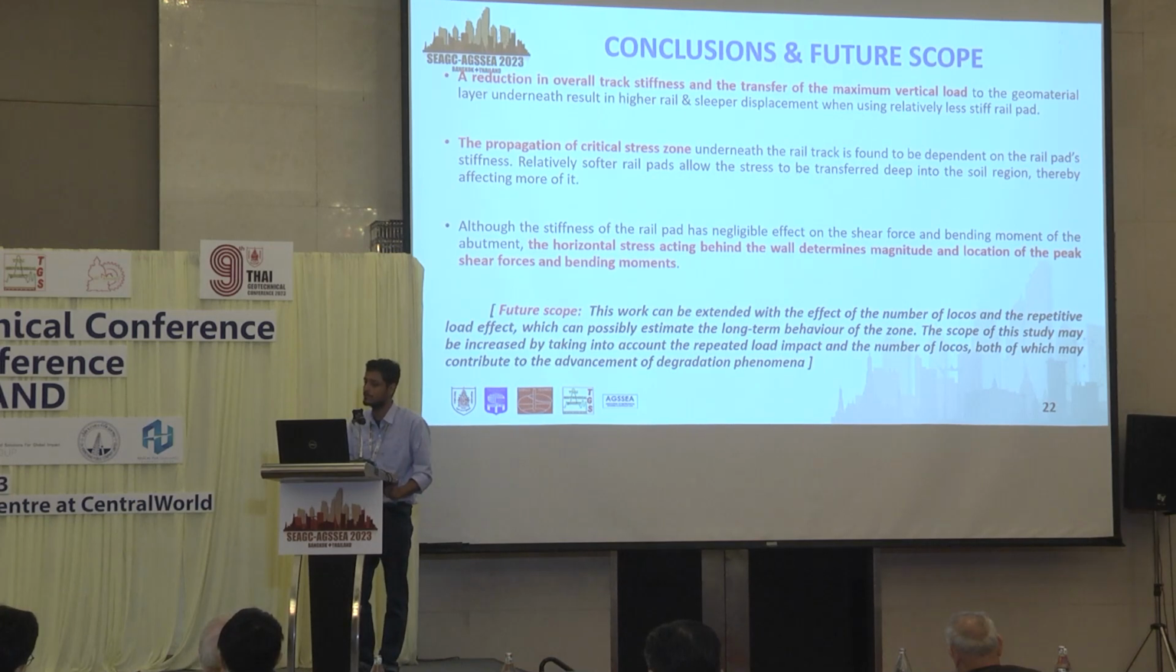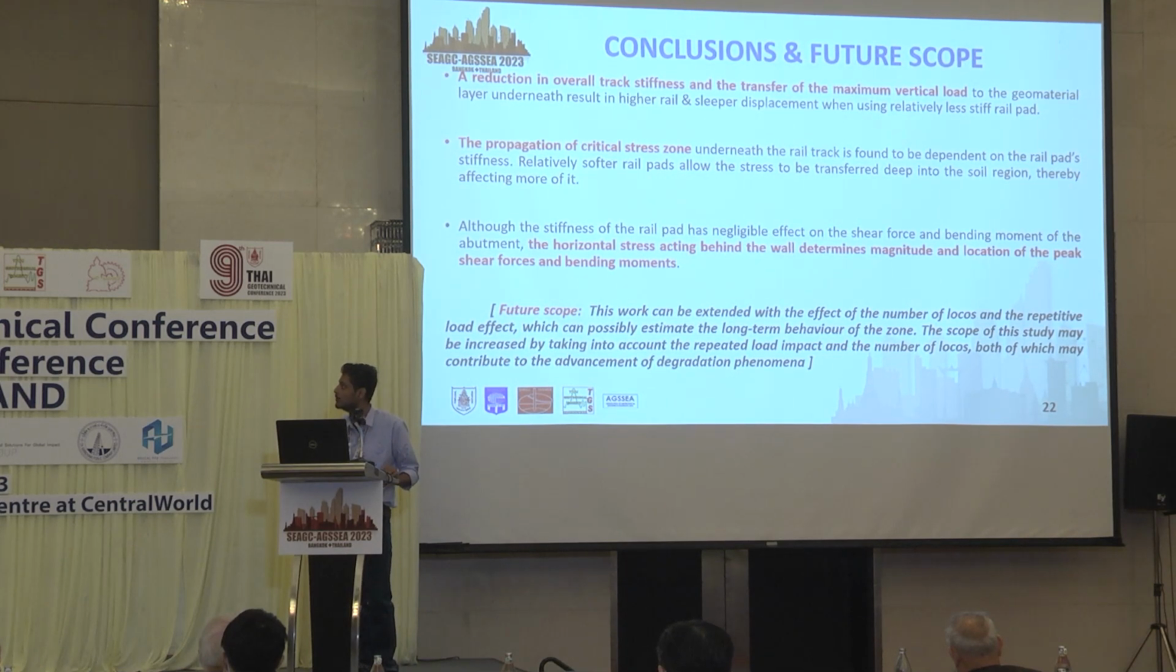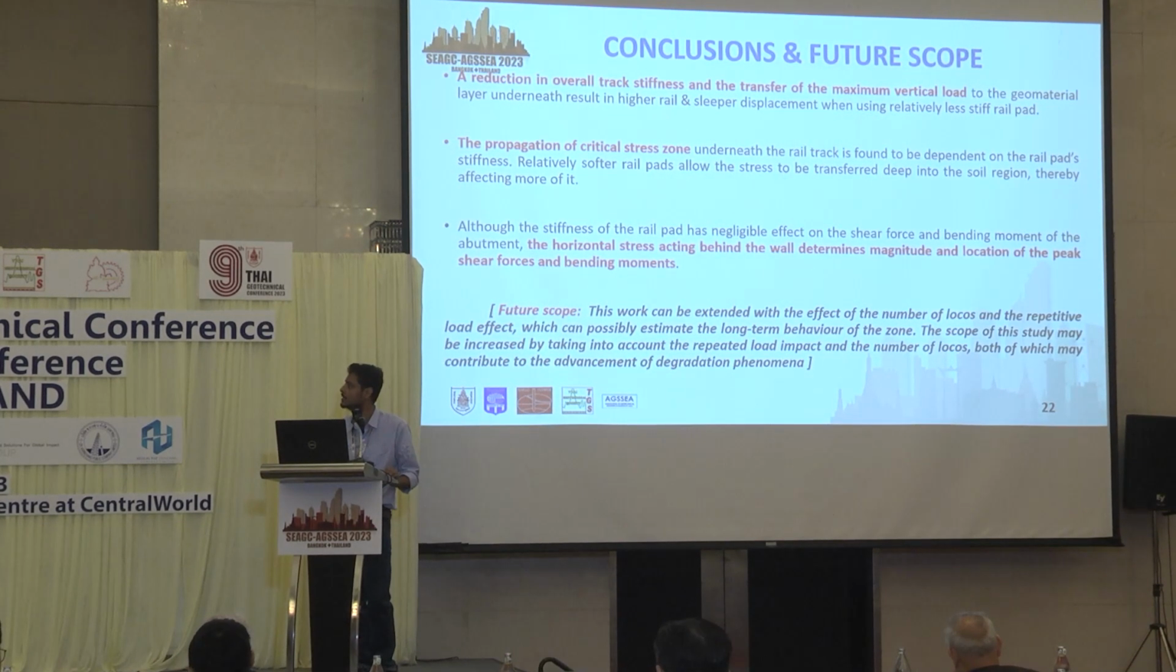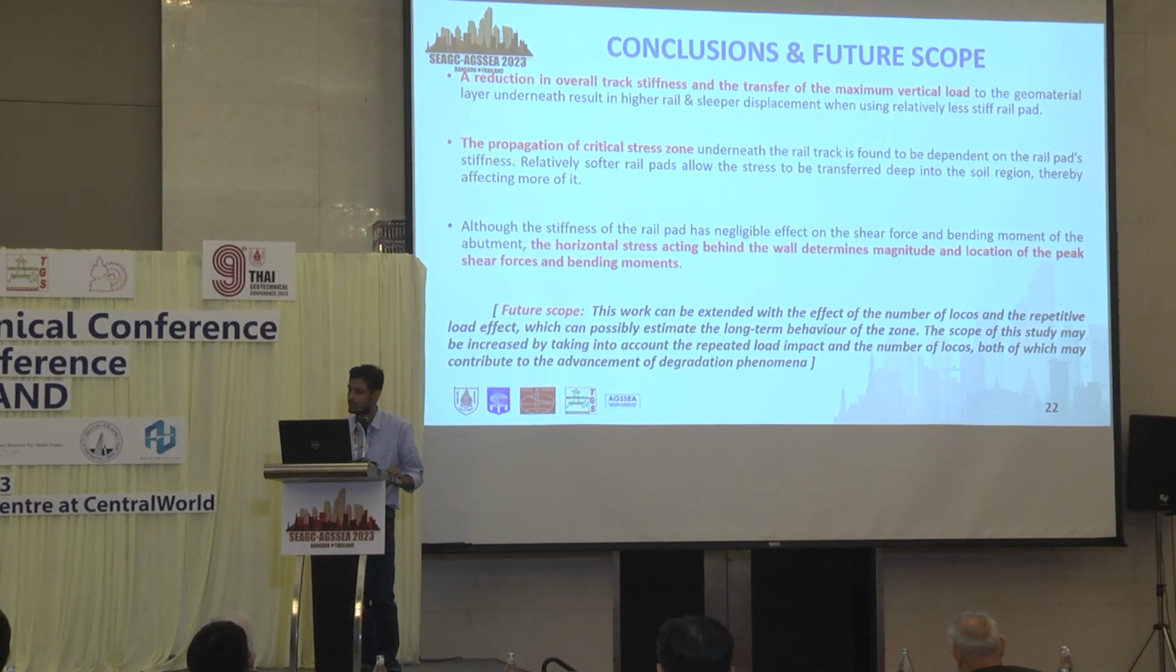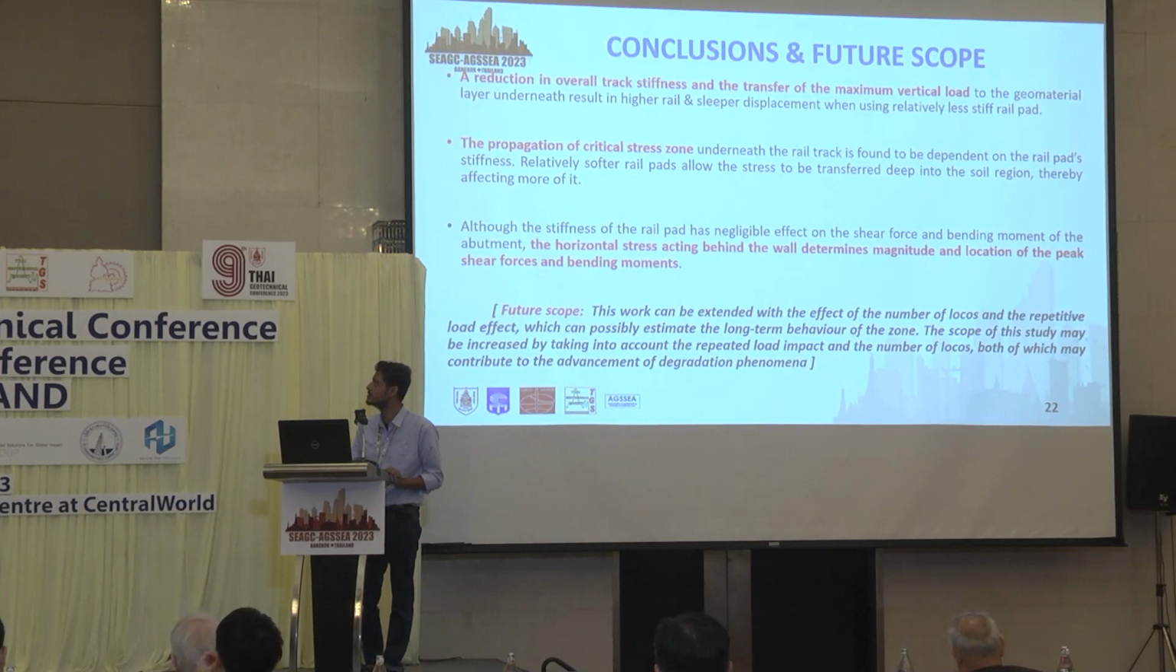From that we can draw some conclusions: the reduction in the overall track stiffness and the transfer of maximum load are very much dependent on the rail pad stiffness, which we need to take care of. Also, for more elaborating the situation, we need to take care of the stress circulating through the geomaterial, and the bending moment and shear force diagrams also depend upon the horizontal stress diagram behind the wall, which is very much dependent upon the rail pad value. This future work can be extended to the number of locos. We can increase the number of runs and take care of the long-term behavior of the situation.